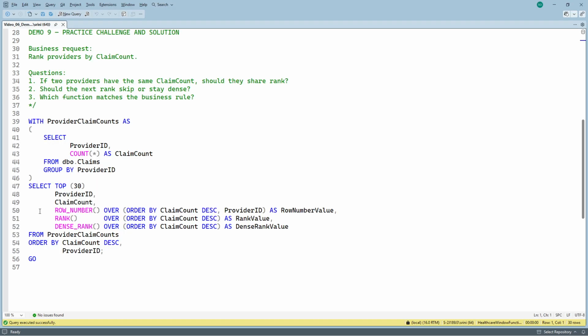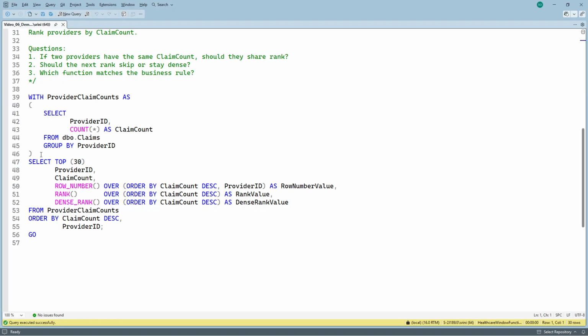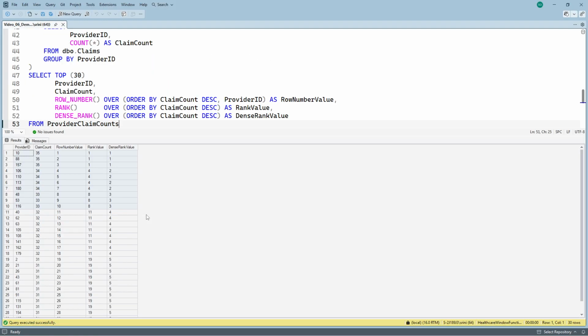Let us turn this into a practice challenge. The business asks us to rank providers by claim count. Before choosing a function, we should ask: if two providers have the same claim count, should they share the rank? If yes, should the next rank skip or not skip? That decision tells us whether to use rank or dense rank. If the business needs exactly one provider in each position, use row number with a tiebreaker. Here I show all three side by side so you can compare the behavior.